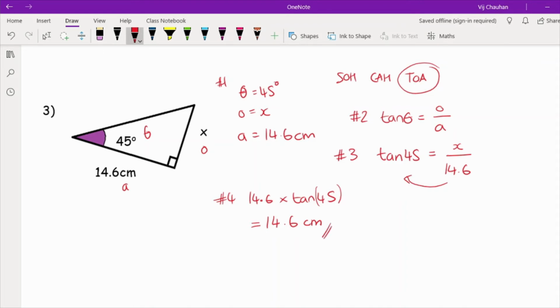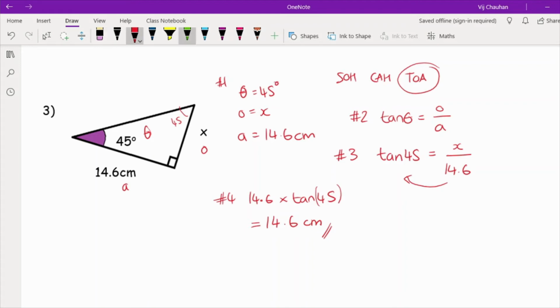Now looking at this, you might be thinking, well, that looks a bit odd because surely that's the same as A. But what we failed to establish at the start of this question is that if this angle here is 45, then this angle here is going to be 45, and therefore this is going to be an isosceles triangle. So we didn't need to know it's an isosceles triangle, because what we did is we used the rules of trigonometry to work it out, but that's why it makes sense.